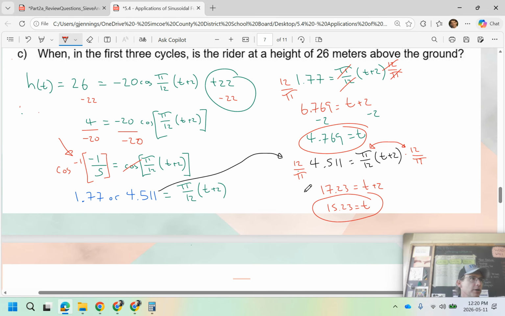Now, that's the hard part. Getting the next 4 solutions that come from the following 2 cycles. What do you suppose we do? Add a period to each one. Yeah, so we have this one, 28.77, and then add another 24 to that, so that's 52.77 seconds. And then this one, add 24, so that's 39.23, and then add another 24, and that's 63.23, and there's your 6 solutions.